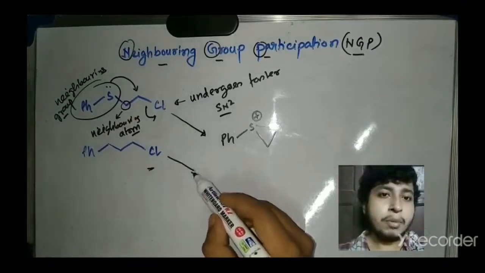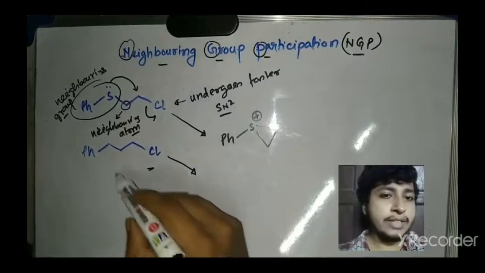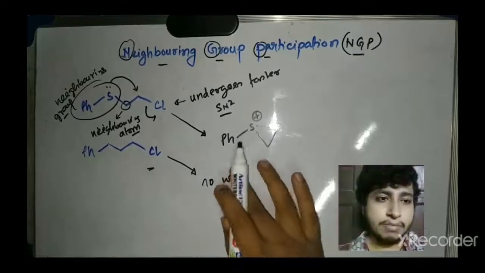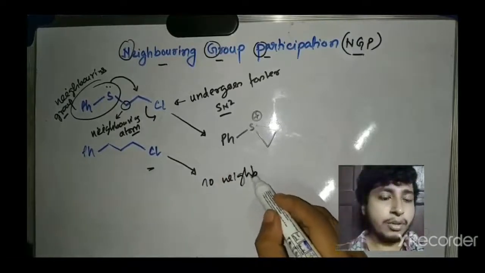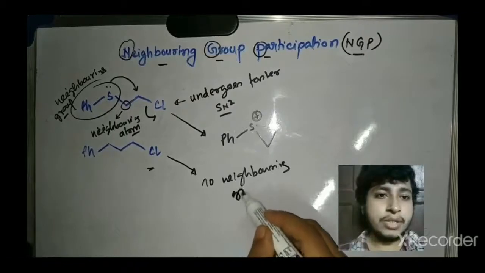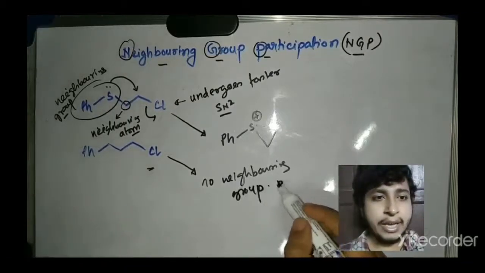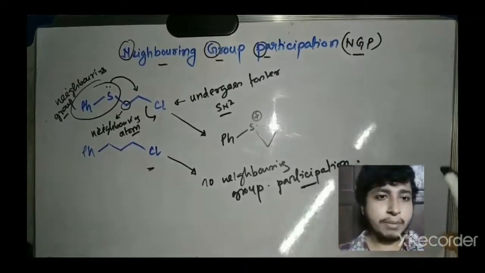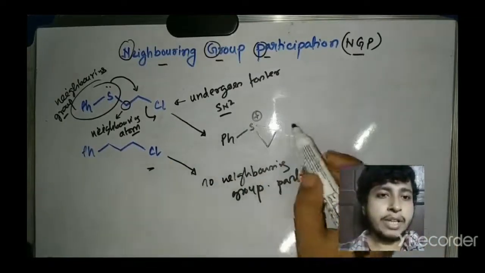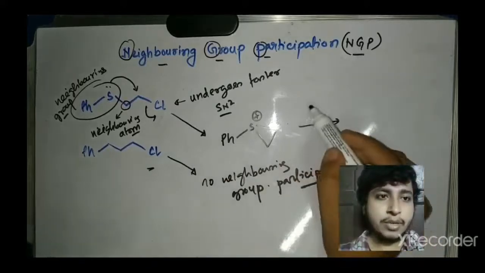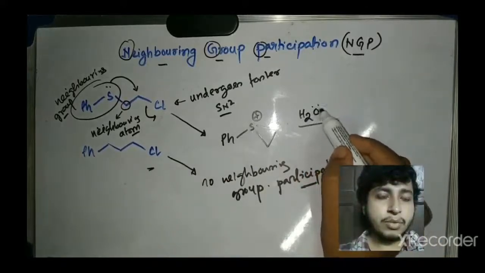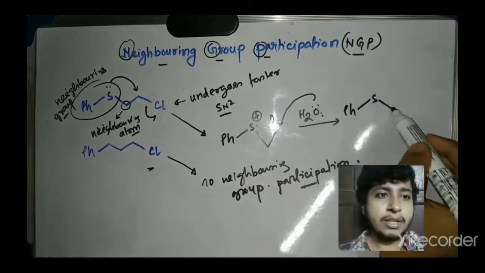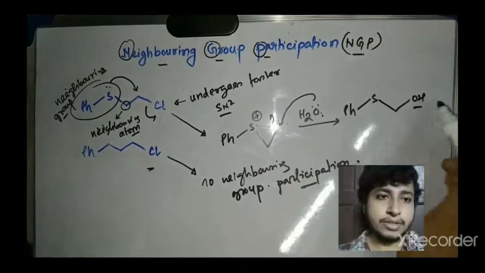But for this case no such NGP will take place, because there is no sulfur atom or any heteroatom with a lone pair present to participate in the NGP reaction. So guys, here no NGP reaction will take place. Now the intermediate formed in the first case will react with some nucleophile, the nucleophile attacks, and it will give the final product, and this is the final product structure.